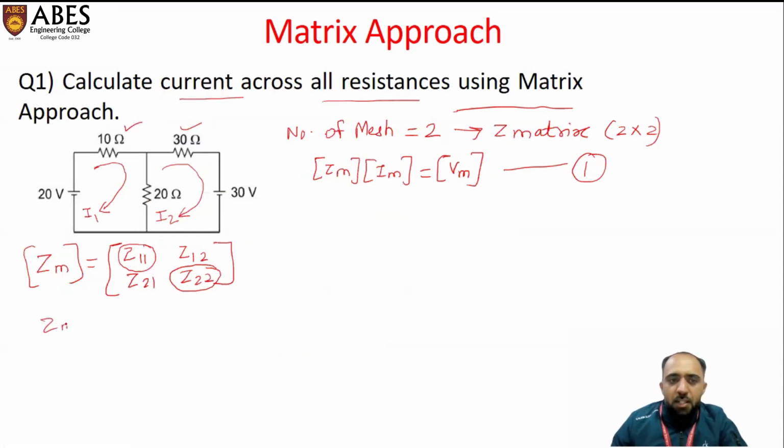So the Zm matrix will be self-impedance. The impedance in mesh 1 is the 10 ohm resistance and the 20 ohm.